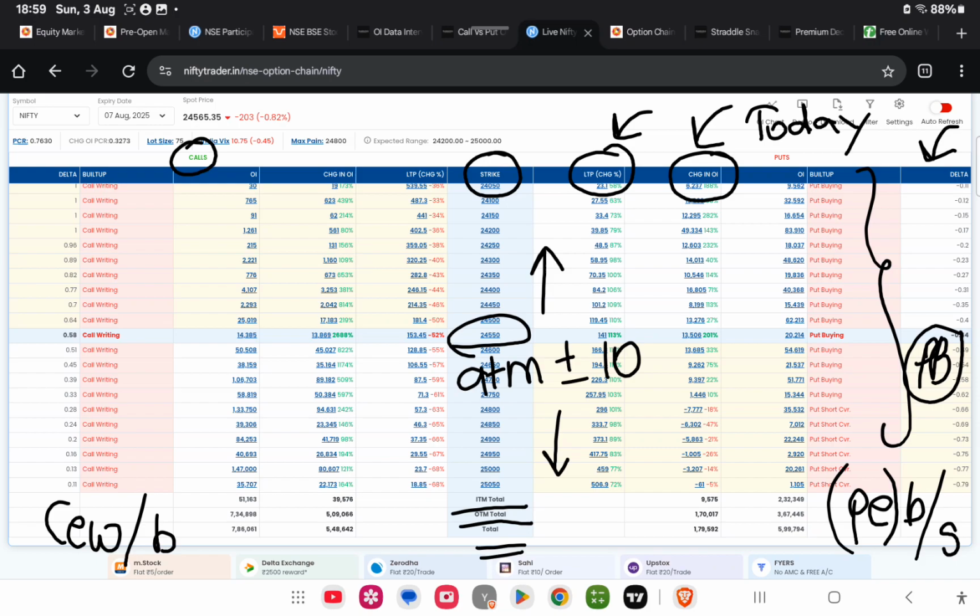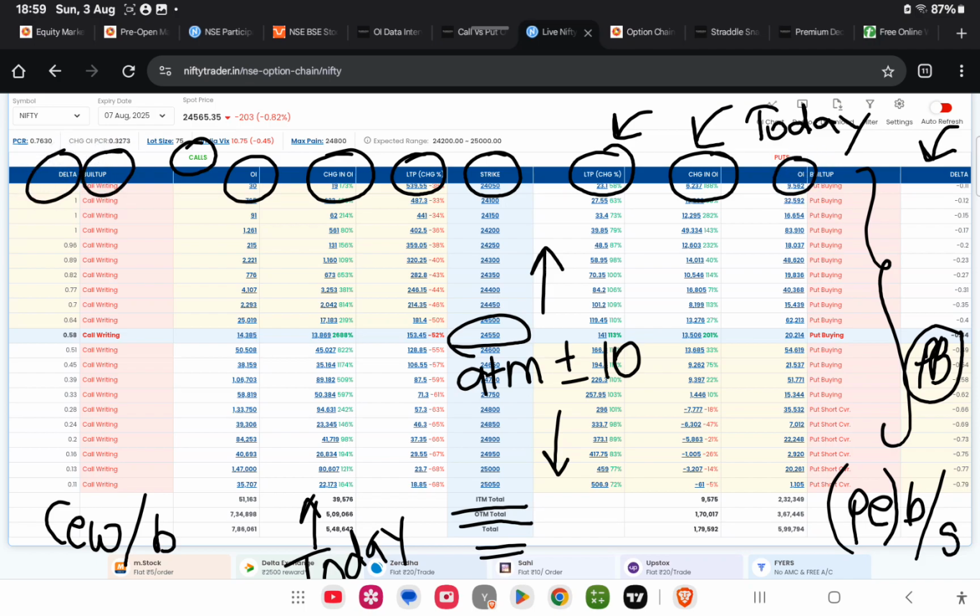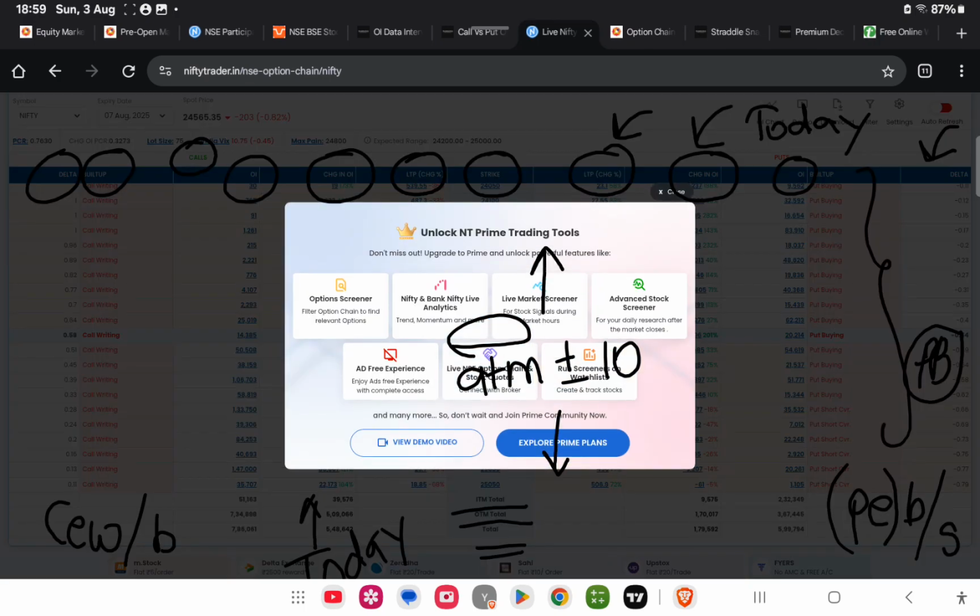Okay, so same pattern here also, it will show you LTP, it will show you change in OI, this build up with respect to today. Okay, and then this is the overall OI, here also overall OI, and then you have build up and then you have delta. Okay, so now what is our interest? Our interest is only two things.